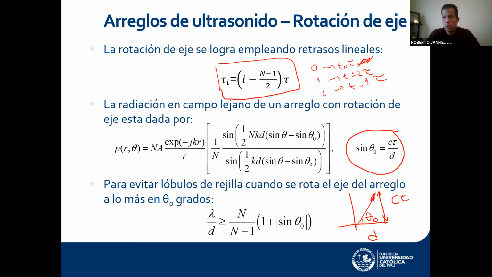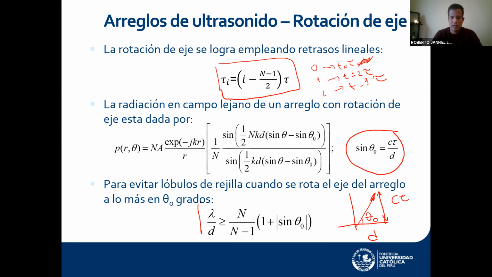If you were to go through the math, starting from the original equation of what the pressure field should be, and combining all the things together down to the point where we are, you would get to this second equation, which is slightly more complicated. But again, it's basically telling you that the axis rotated by theta naught degrees. In order to avoid the grating lobes, the expression complicates a little bit more.